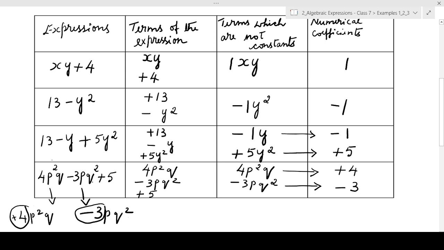Same way in the other expressions as well. So for example, in this expression over here, you have xy. For xy, there is no number. If there is no number, then it is 1. If there is no sign, then it is plus 1. As such, the numerical coefficient is plus 1.